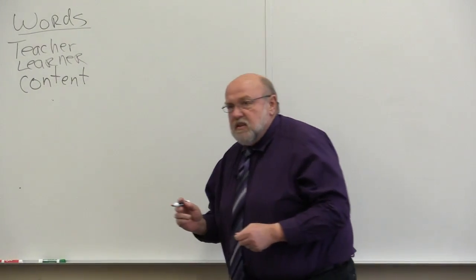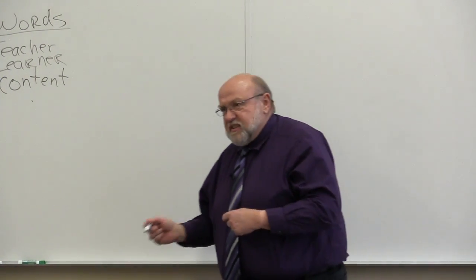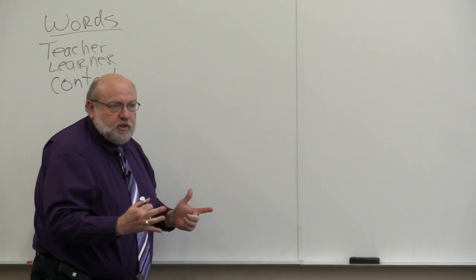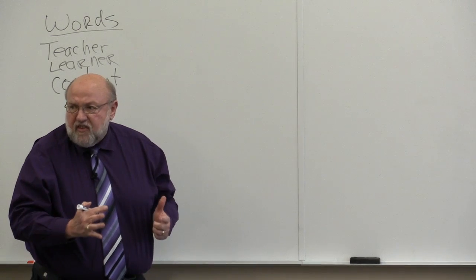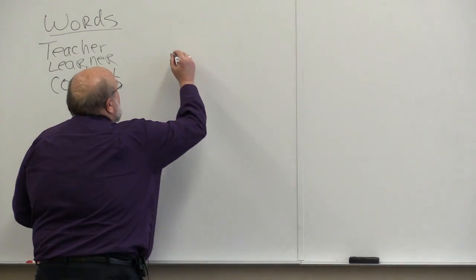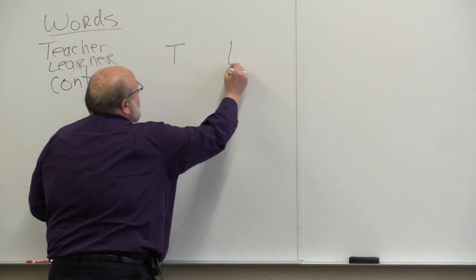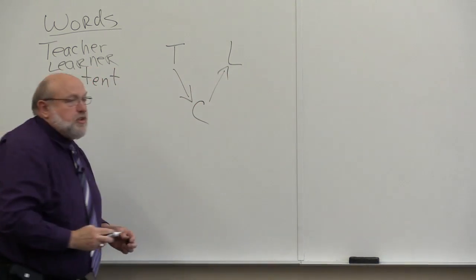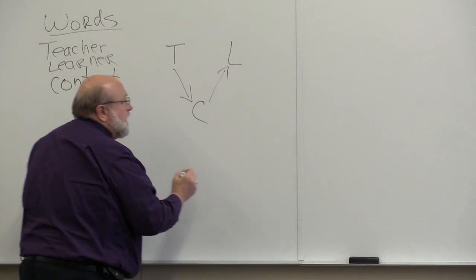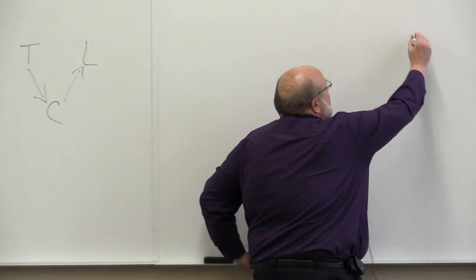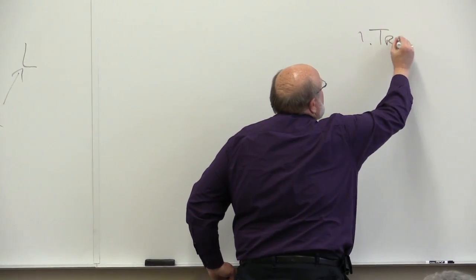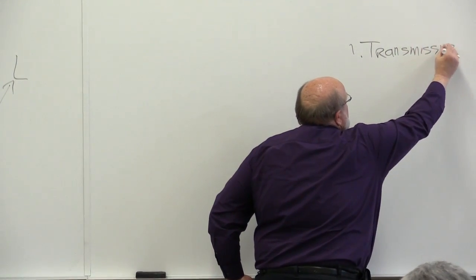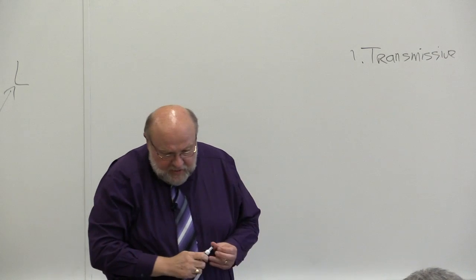I've come up with 6, yes. Sometimes it's 6, sometimes it's 7. It's 6 this time. 6 different encounters between teacher, learner, and content that I want us to look at. The first, we have teacher, learner, content, is what I call the transmissive. Let me write these over here. This is a transmissive encounter.